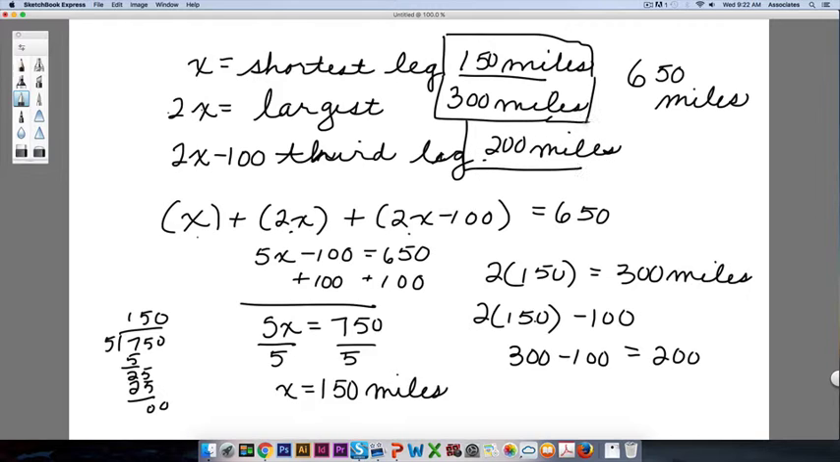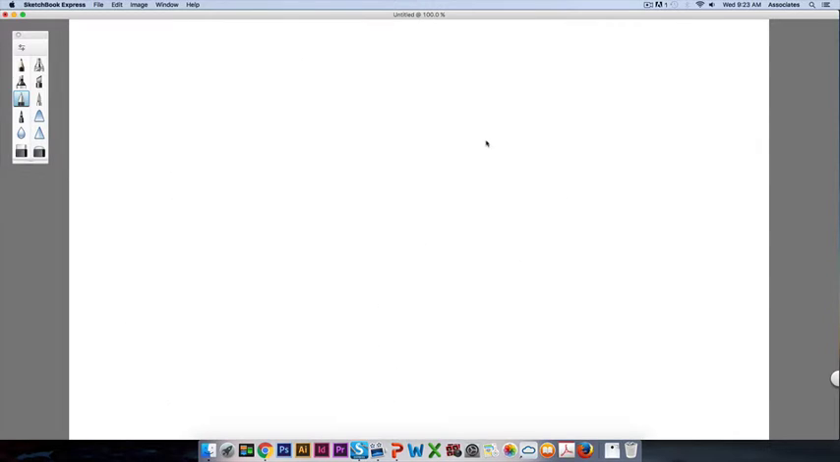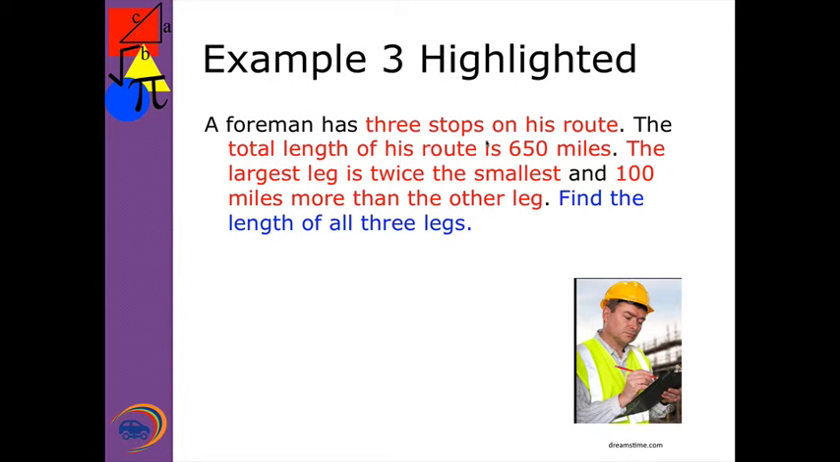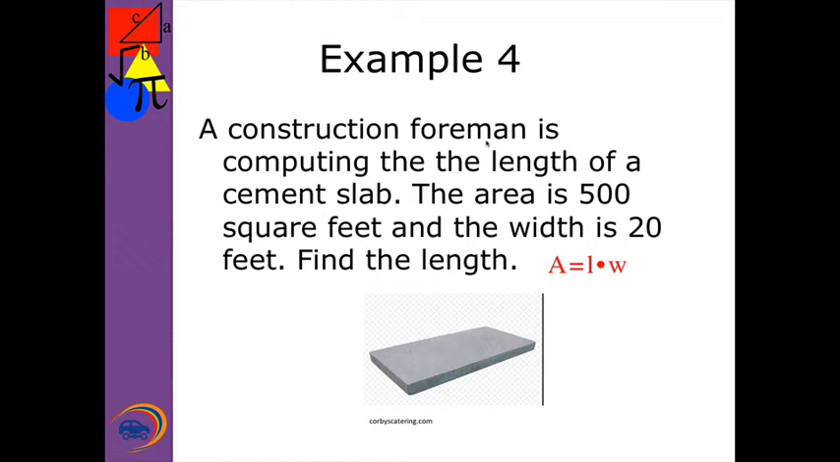Let's check to make sure that they added up. 150 and 300 is 450, and 200 is 650. We got the answer right. So pause the video if students need to finish copying this example, and I'll meet you back here in a minute. Welcome back. Let's go back to our PowerPoint, and let's see. Oh, we got it right. Yay. Now this one is example 4, and you're going to work with your partner on this.